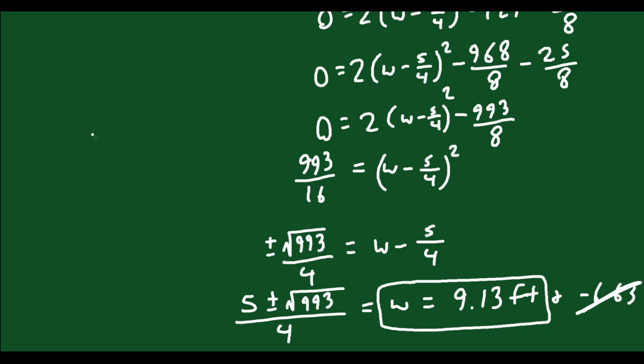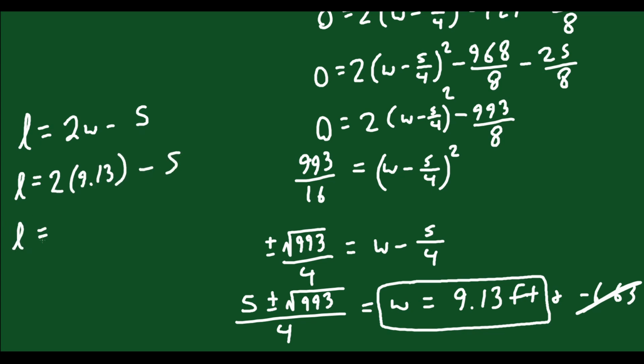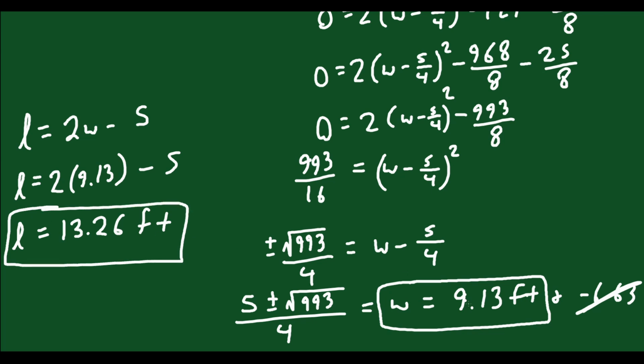Now, so that was the width. We also have to find the length. We already have an equation for length, right? Length is equal to 2w minus 5. Plug in that w. Length is equal to 2 times 9.13 minus 5. Therefore, length is equal to approximately 13.26 feet. Now you have your width and you have your length, and that's it.